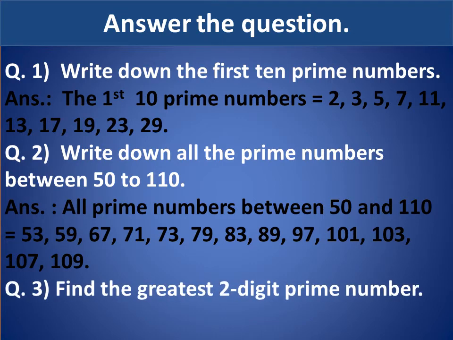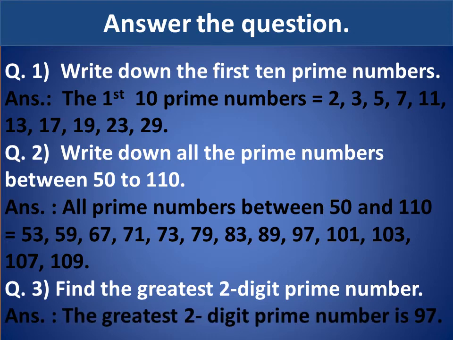Question number 3. Find the greatest two-digit prime number. And the answer is, the greatest two-digit prime number is 97.